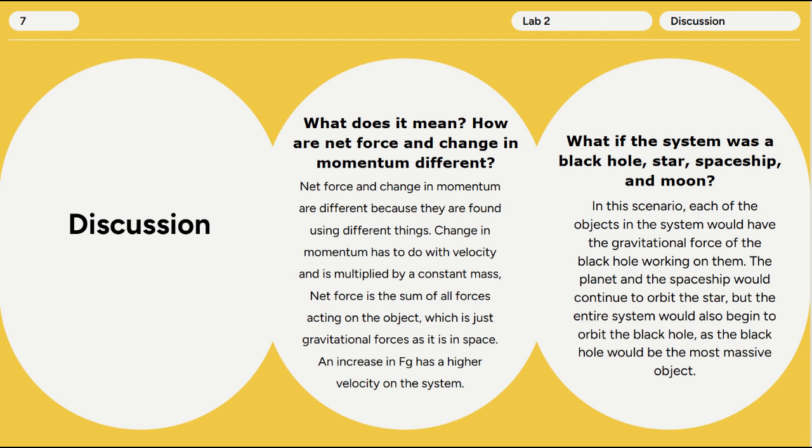What if there was a black hole in the system along with the star, planet, and spaceship? In this scenario, each of the objects in the system would have the gravitational force of the black hole working on them on top of the gravitational forces within each other. The planet and the spaceship would continue to orbit the star, but the entire system would also begin to orbit the black hole, as the black hole is the most massive object, in a similar way to the moon orbiting the Earth, but the Earth still orbiting the sun.